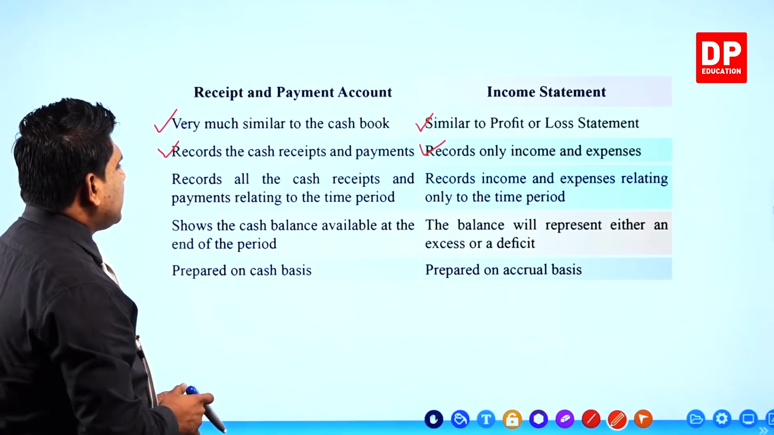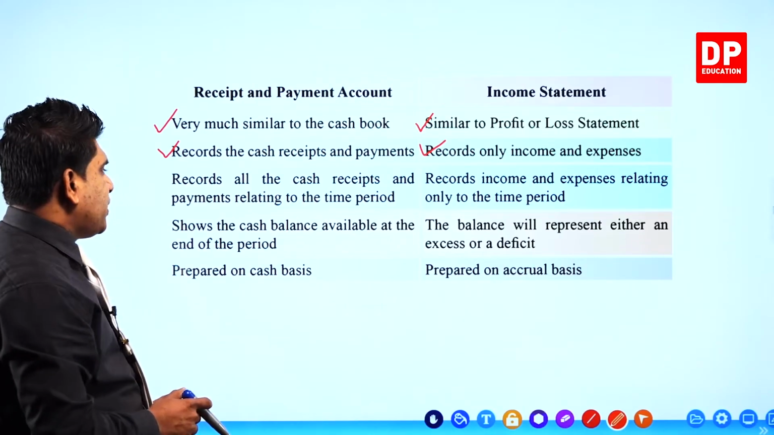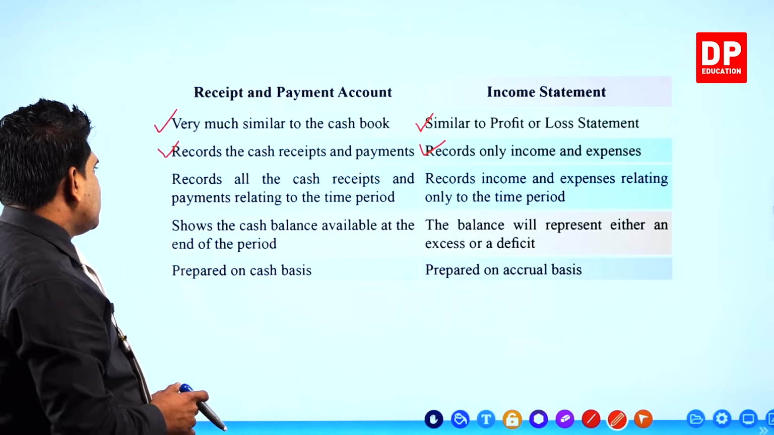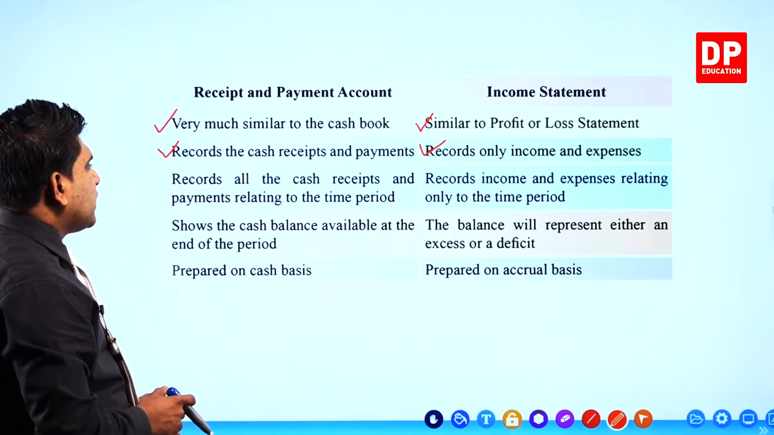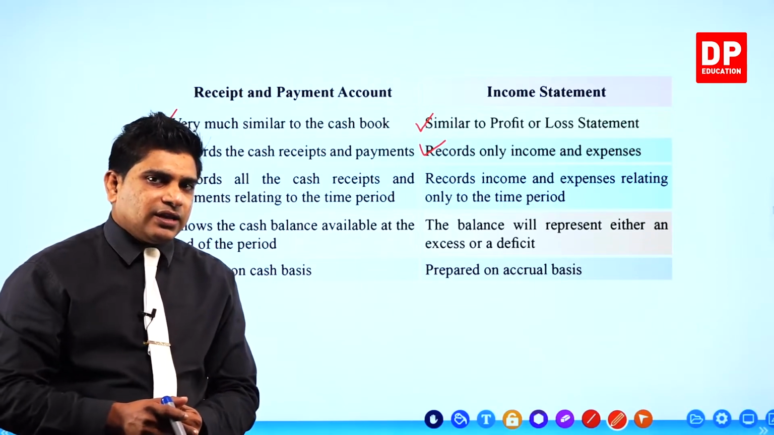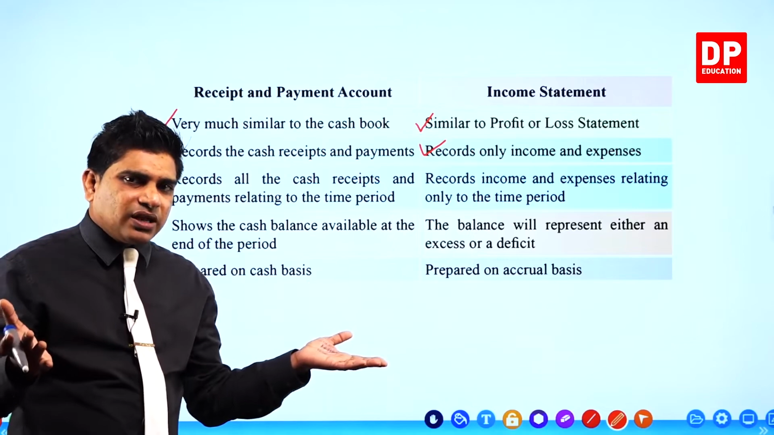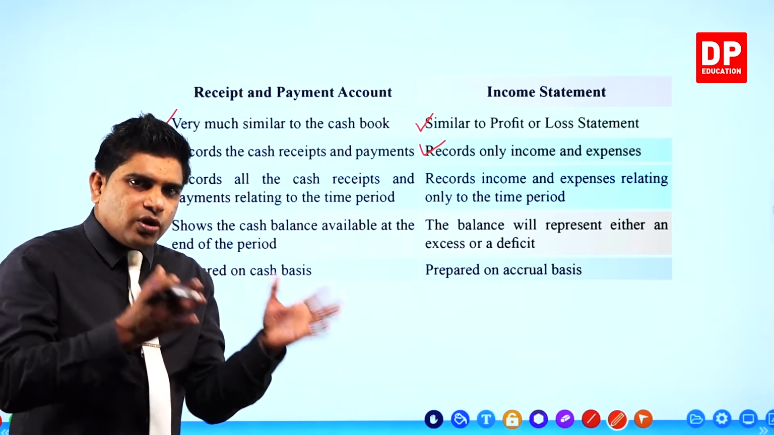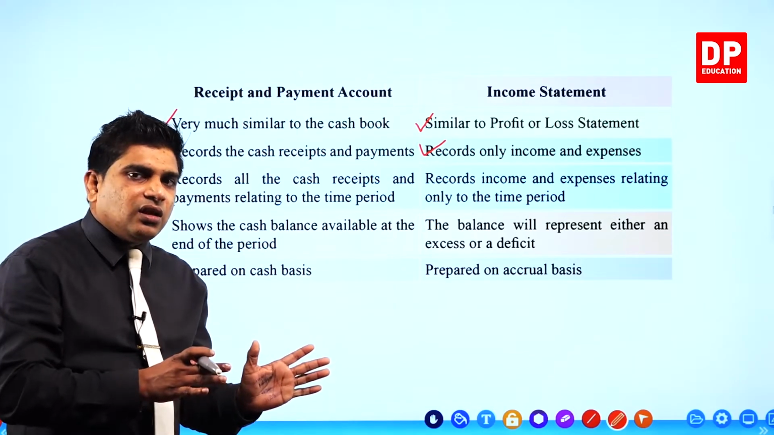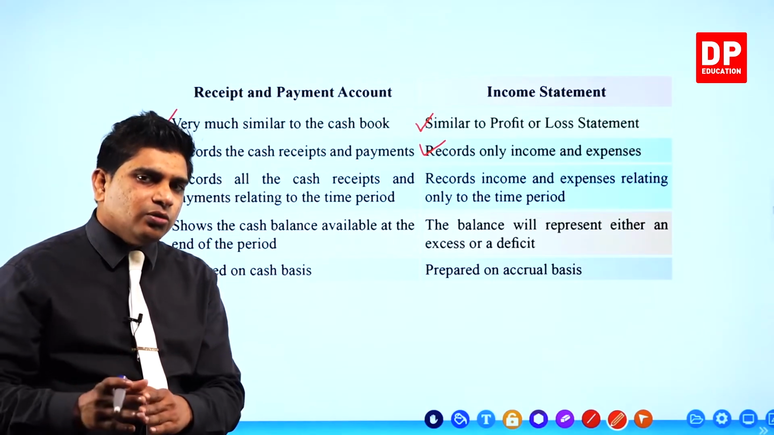Receipts and payment records all the cash receipts and payments relating to the time period. All the received money, we don't think about the time period. During the period, how much you have received goes to debit. How much you have paid goes to credit.